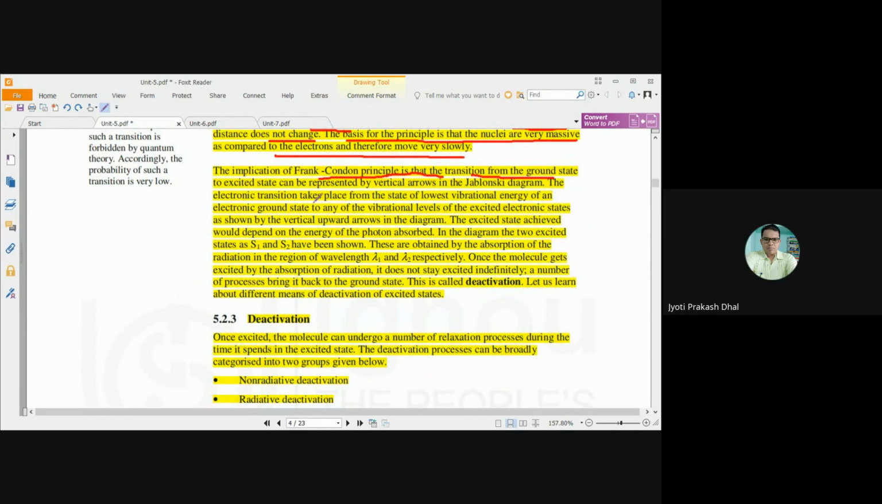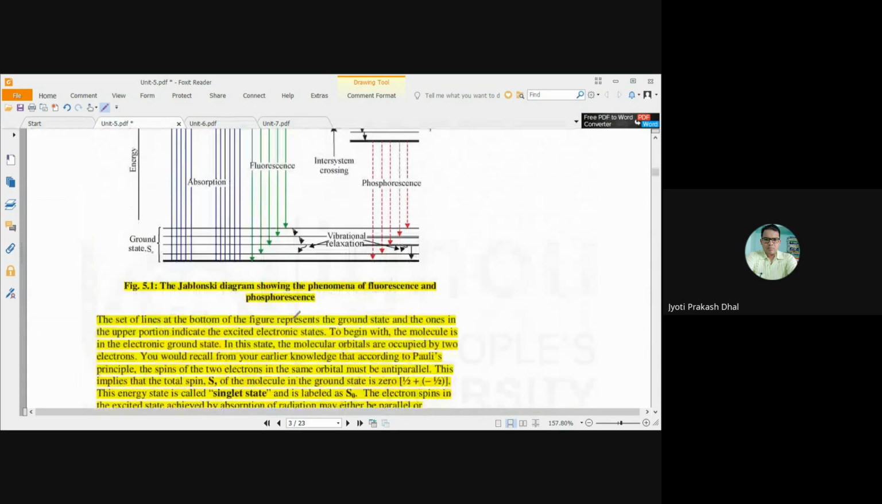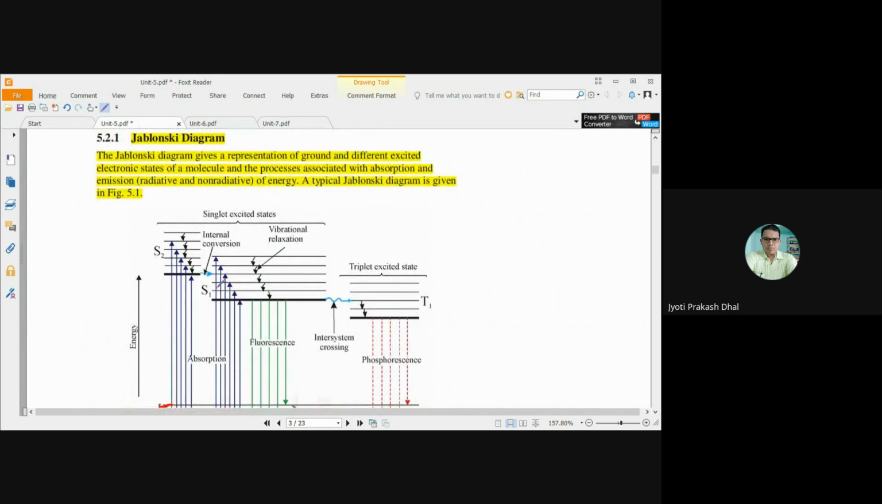So the electronic transition takes place from the state of lower vibrational energy of an electronic ground state to any of the vibrational energy levels of the excited electronic state, shown in vertical upward arrows in the diagram. So these are the different vibrational levels of the ground electronic state. And these are the different vibrational levels of the first excited electronic state. These are the different vibrational energy levels of the second excited electronic state.